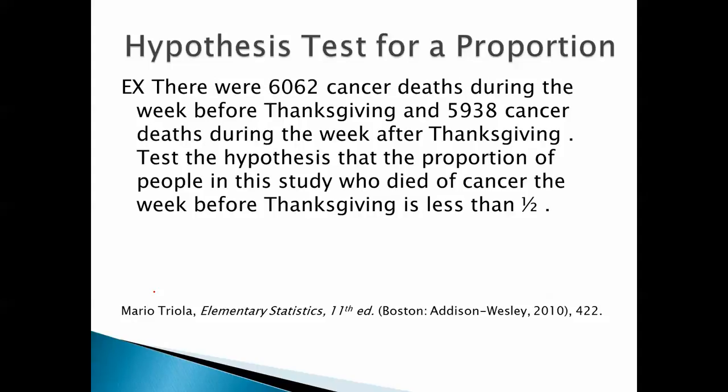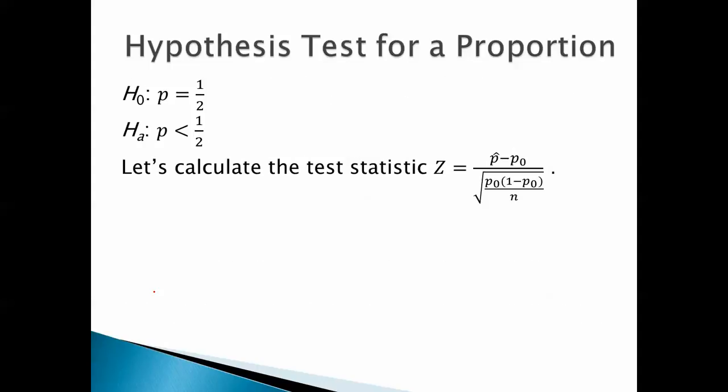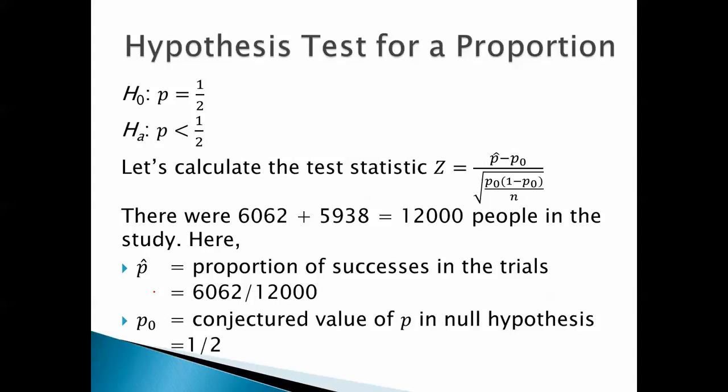There were 6,062 cancer deaths during the week before Thanksgiving and 5,938 cancer deaths during the week after Thanksgiving. Test the hypothesis that the proportion of people in the study who died of cancer the week before Thanksgiving is less than half. Okay, there's our null and alternative hypotheses. Let's calculate the test statistic Z. Well, we know what P hat is. P hat is the proportion of successes, and it turns out that there were 6,062 plus 5,938, in other words, 12,000 people in the study. That would be our N.